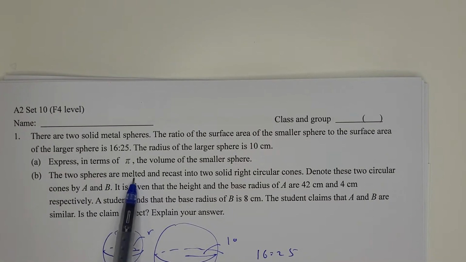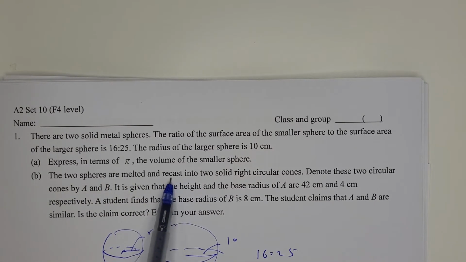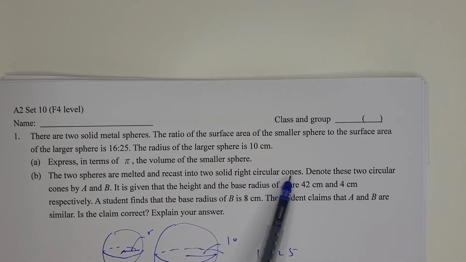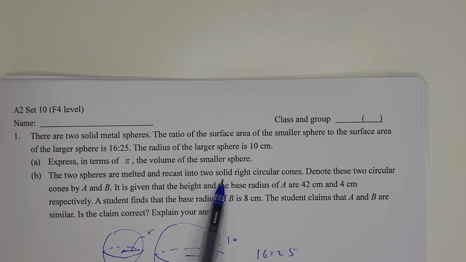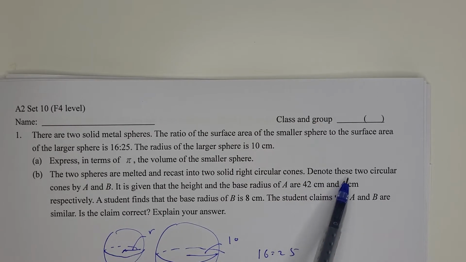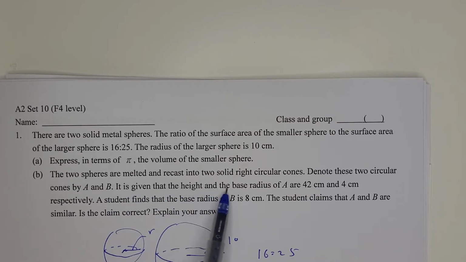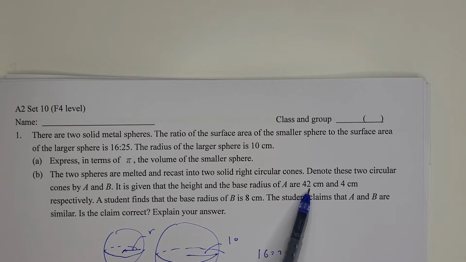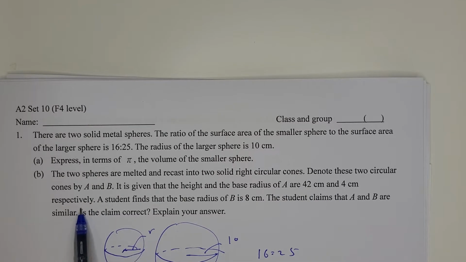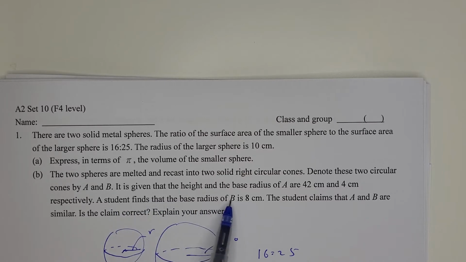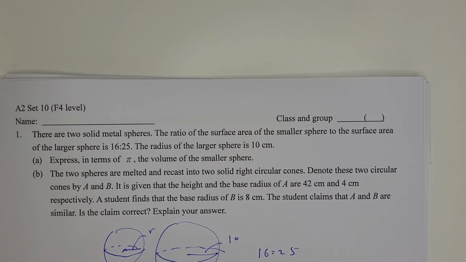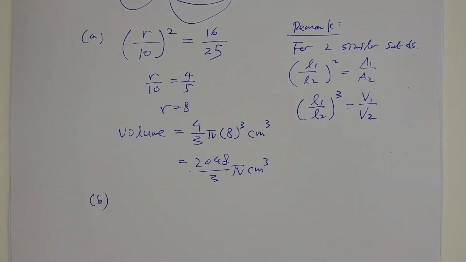The two spheres are melted and recast, that means we form two solid right circular cones. From two spheres becomes two cones. Denote these two circular cones by A and B, cone A and cone B. It is given that the height and the base radius of A are 42 cm and 4 cm respectively. A student finds that the base radius of B is 8. So we may try to draw some figure like this.